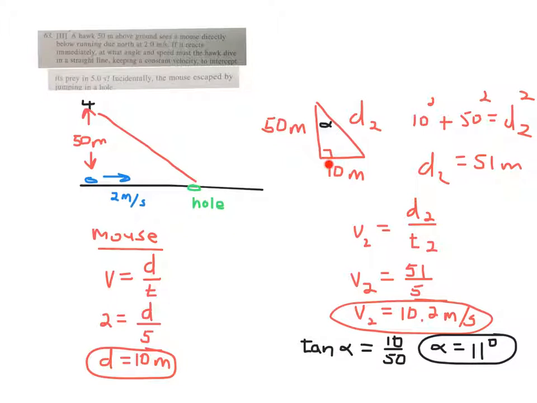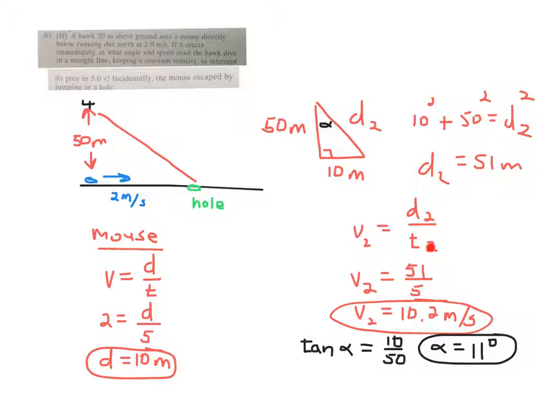Slightly better scale diagram here. Still not perfect, because the 10 meters is much shorter than 50 meters. But that's the distance the mouse covers. The hawk is 50 meters straight above him to start the problem, and then the hawk has to travel this path to get to the mouse. So how far or how long is that path? What distance is that? Well, I'll just use Pythagorean theorem. That hypotenuse is 51 meters. So the hawk has to go 51 meters.